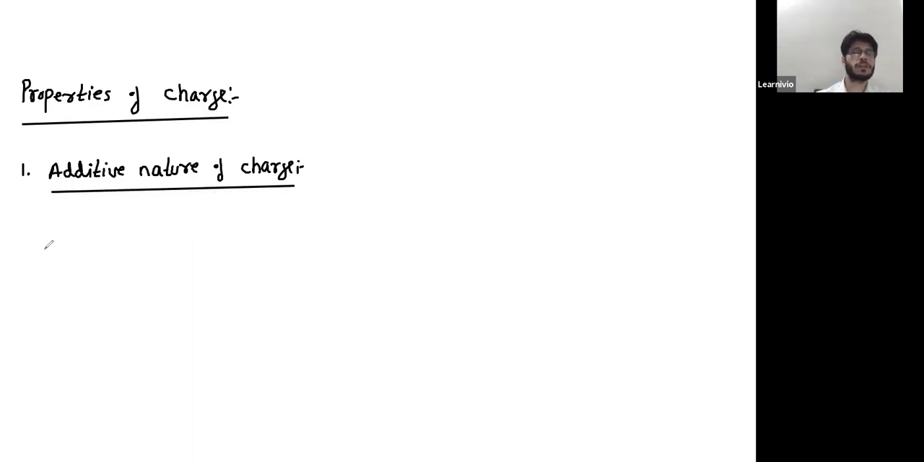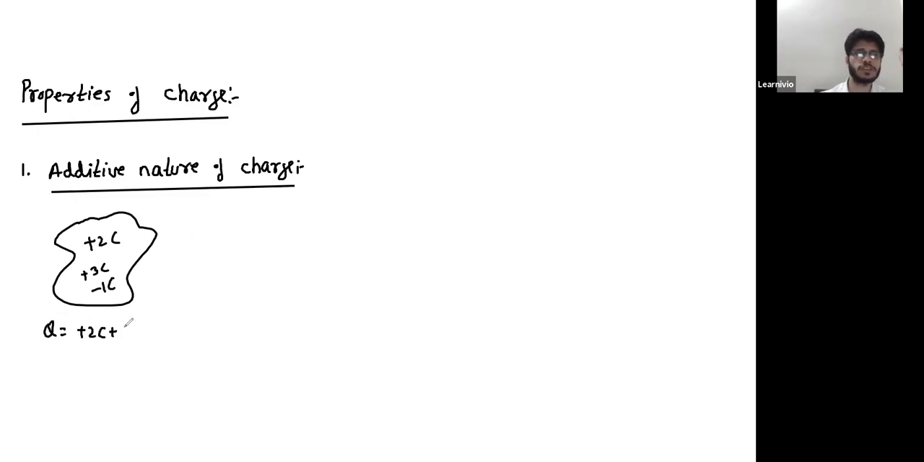So additive nature of charge means if you have an object and you keep on supplying charges on this object. You supplied a charge of +2 coulomb, then a charge of +3 coulomb, then a charge of -1 coulomb. Then the net charge on the body is the algebraic sum of all charges, +2, +3, -1. So that's +4.